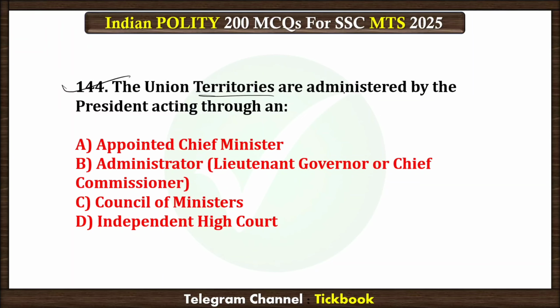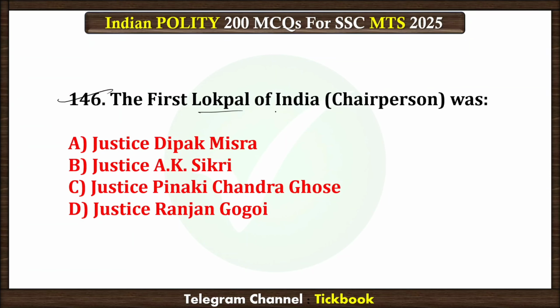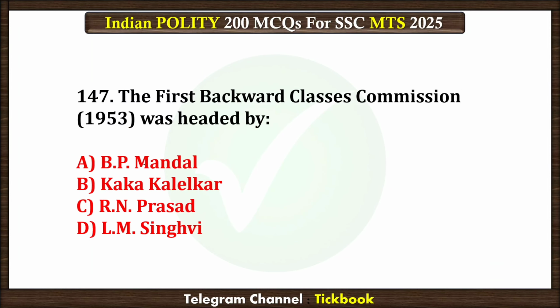144. The Union Territories are administered by the President acting through an B, Administrator, Lieutenant Governor, or Chief Commissioner. 145. The writ of mandamus, we command, cannot be issued against the option B, President or the Governor. 146. The first Lokpal of India chairperson was option number C, Justice Pinaki Chandra Ghosh.